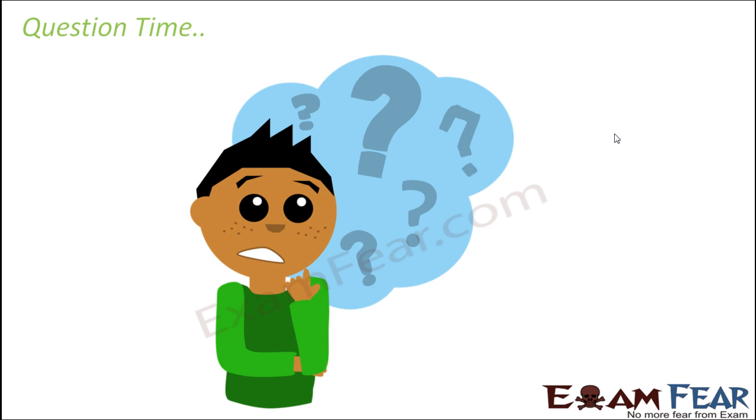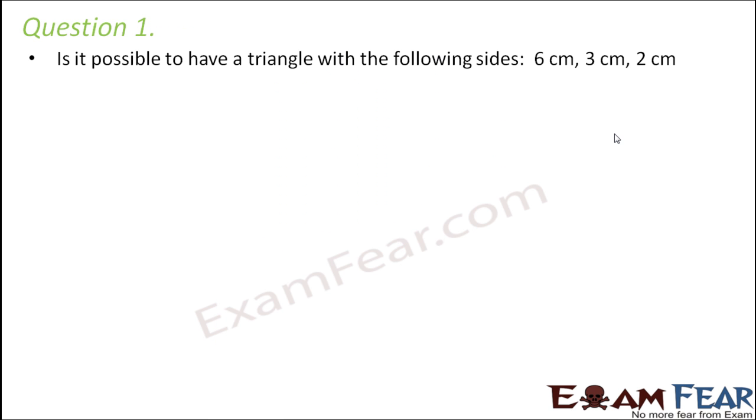So without discussing it any further, we will quickly move into the questions, because when we start solving questions using the same property, the concept will get clearer. So let's look at question number 1. Is it possible to have a triangle with the following sides?